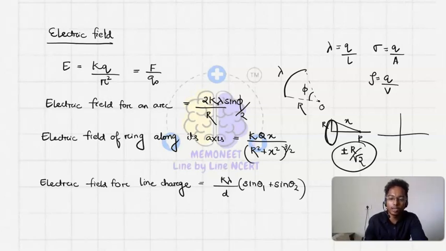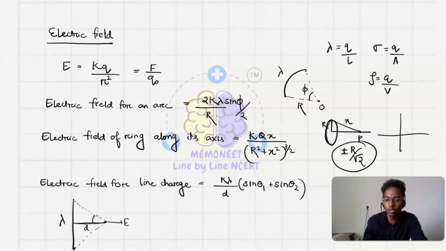Then electric field for the line charge. Let's say we have a line charge here, and the line charge density is lambda, and we have to find the electric field here. We join the topmost point of the line charge to this point, and the bottom of the line charge to this point, and the perpendicular bisector is here, at d distance.